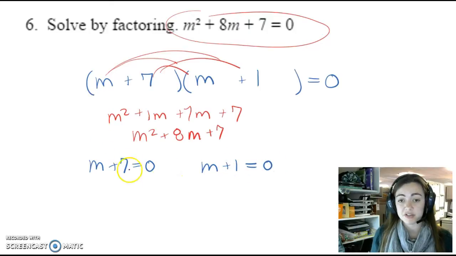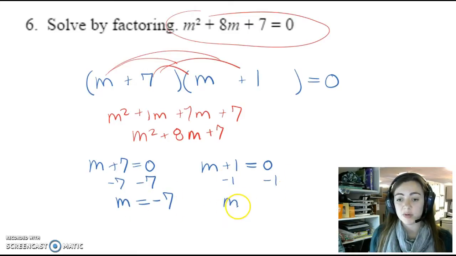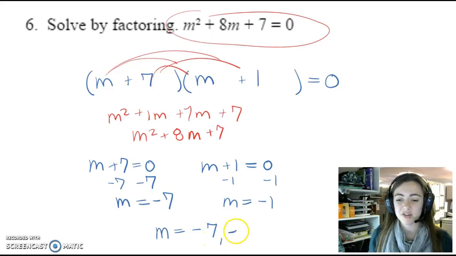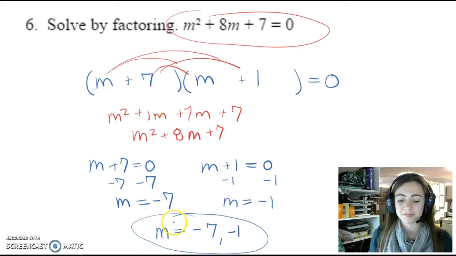to give us both of those options. So we solve for m. In this case, equal but opposite, subtract 7 from both sides, get negative 7. Equal but opposite as well, inverse operations to get m is equal to negative 1. And then you write them usually from least to greatest, so m is either equal to negative 7 or negative 1.